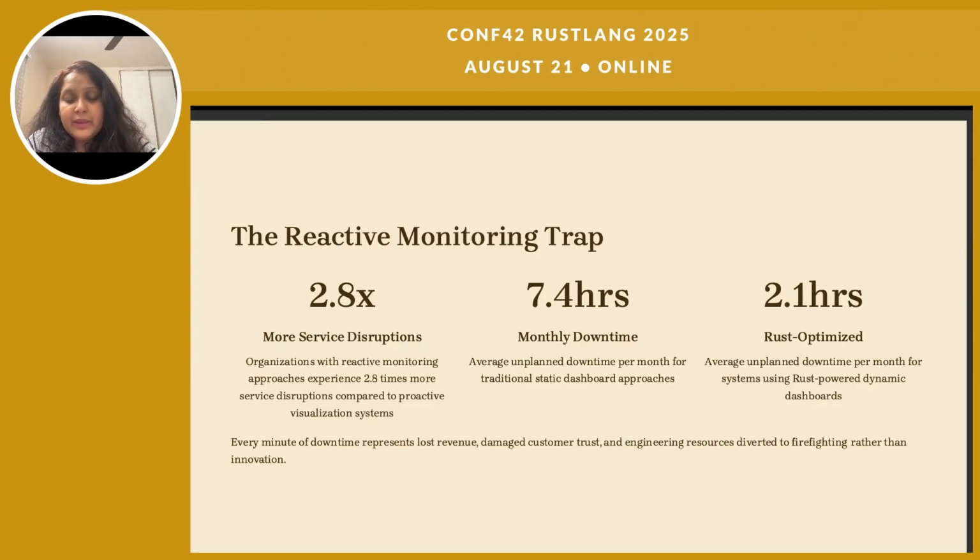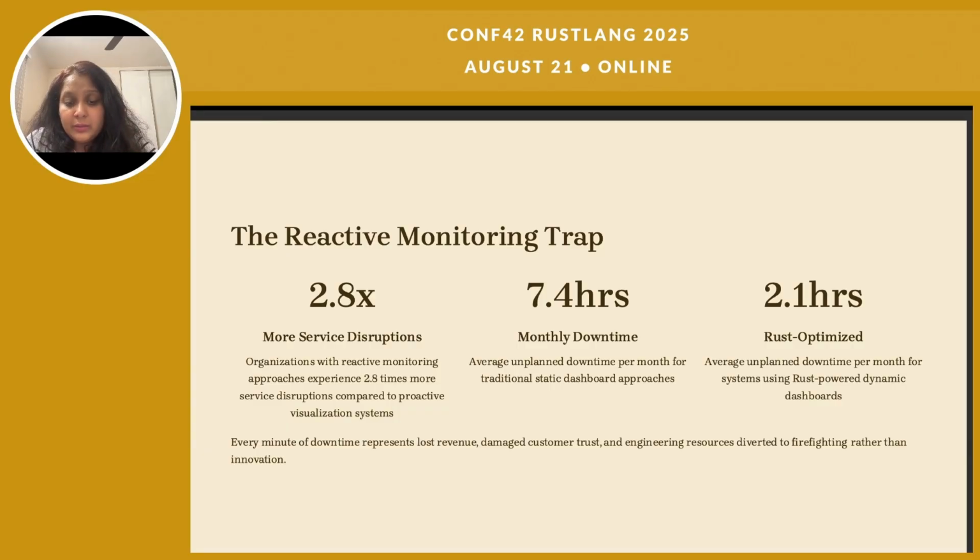So what happens when these blind spots occur? They force teams into a reactive posture. A reactive posture is when you react after the incident occurs. So they respond only when the issue is already impacting customers. Statistically, reactive monitoring correlates with 2.8 times more service disruptions and 7.4 hours of unplanned downtime per month in production systems. In contrast to this, event driven real time dashboards, the kind that we are talking about today, cut that downtime to 2.1 hours by detecting issues as they happen.